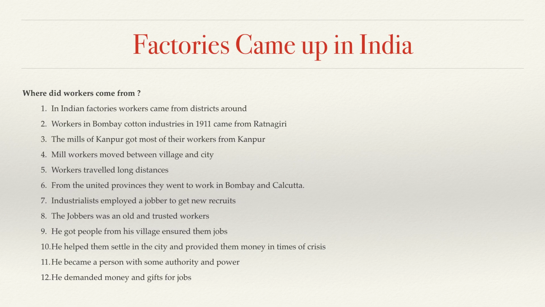Mill workers moved between village and city. Workers traveled long distance after some time. From the United Province, UP, they went to work in Bombay and Calcutta. Industrialists employed this jobber to get new recruits.